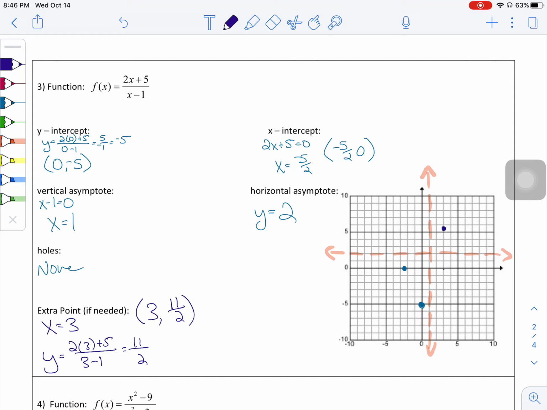Okay, so using these points, actually, I said 2, there's 3 points. The 2 points in the lower left, I'm going to go ahead and curve through those. All right, so there's one part of my rational function curve. And then in the upper right, I'm going to curve through that point as well. Remember, you approach your asymptotes, but do not cross them.